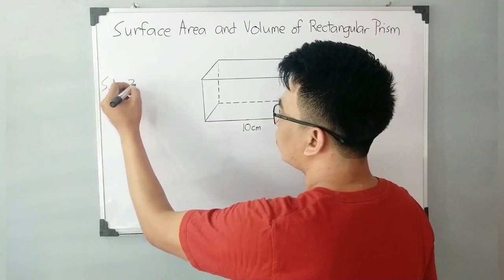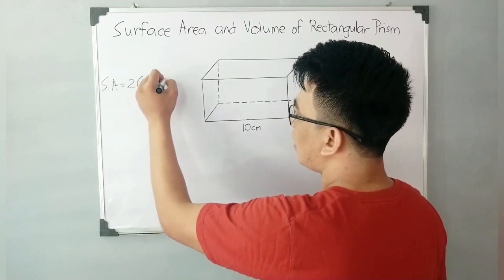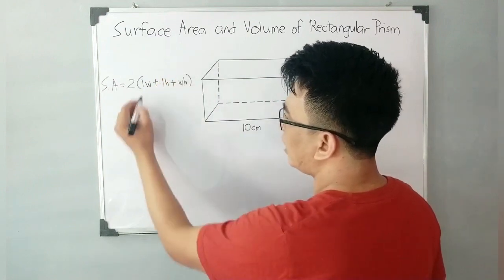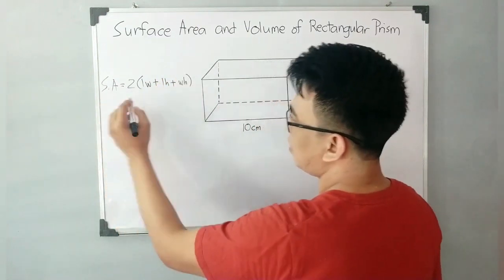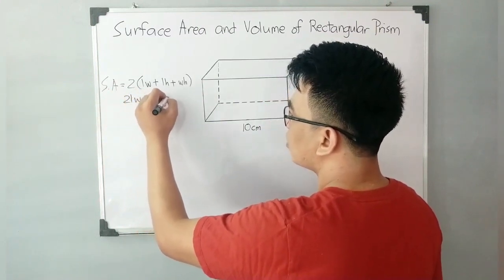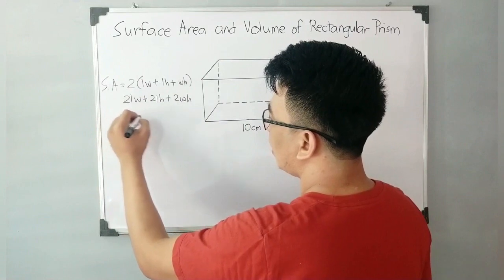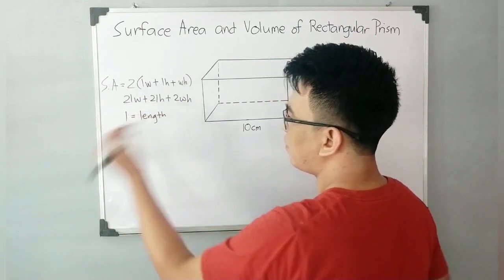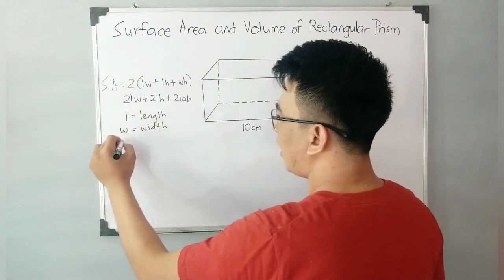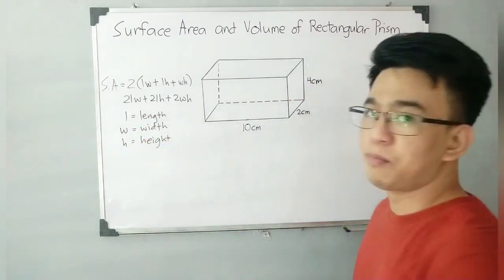We can use this formula, 2 times L times W plus length times height plus WH. Wherein, pwede natin simplify ito as 2LW plus 2LH plus 2WH. Wherein, yung L natin is your length. Medyo familiar naman kayo dyan. Your W is the width. Tapos yung H natin, it stands for the height of the rectangular prism.